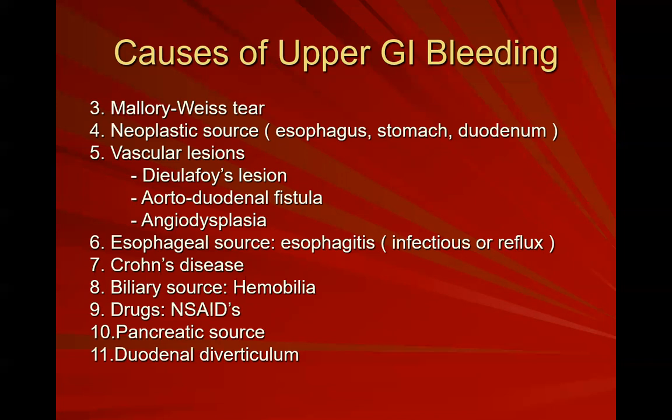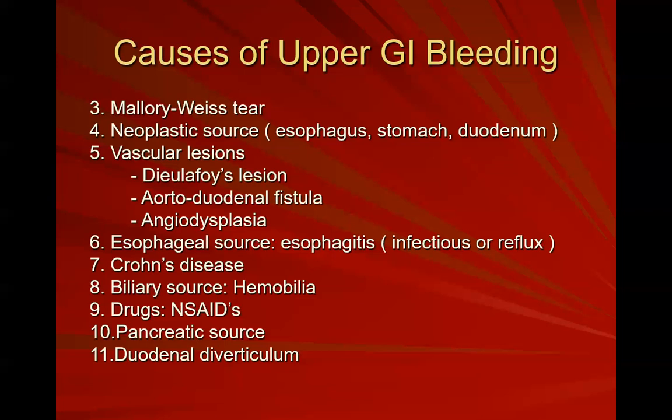Longitudinal ulceration of the mucosa, and that's due to retching, which is the forceful vomiting. Usually what we refer to as retching is forceful vomiting against a closed gastroesophageal junction. So that effect would cause the longitudinal tears, which is the Mallory-Weiss tear.